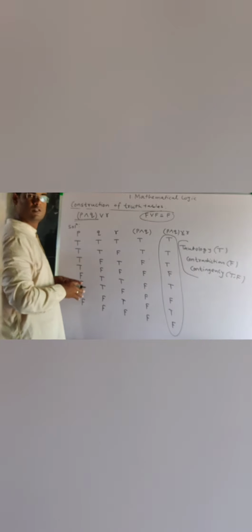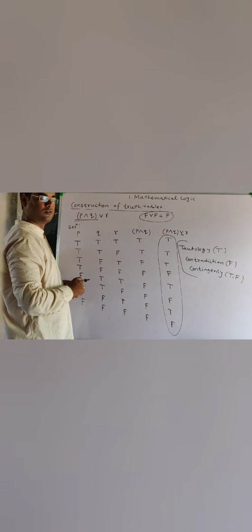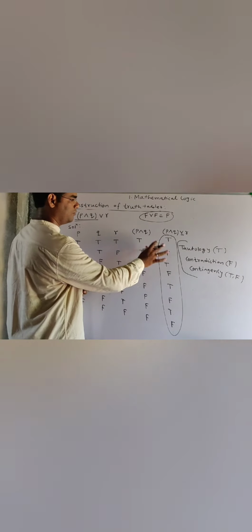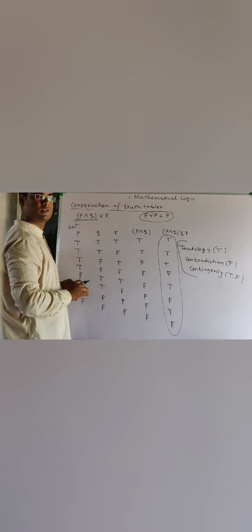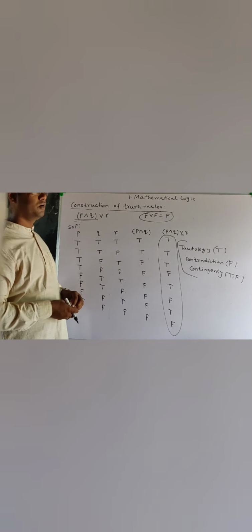So using truth table, first you have to construct the truth table, then check: if the last entries are true, then the statement is a tautology. If the last entries are false, then the statement is a contradiction. If you have the combination of true and false, then the statement is a contingency. So with this we have completed the topic construction of truth table.